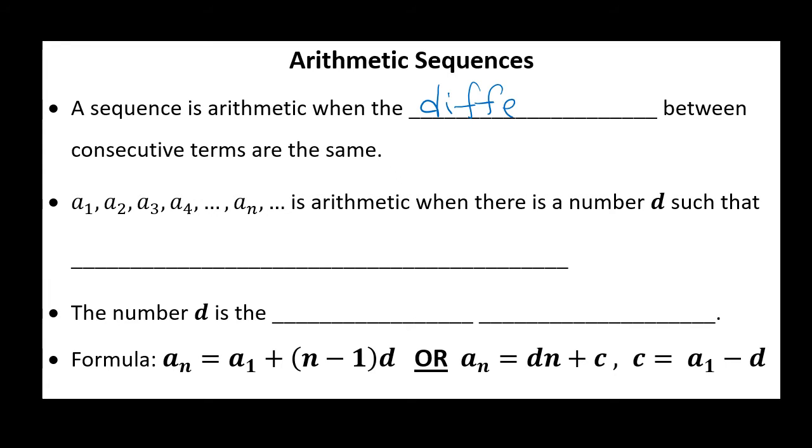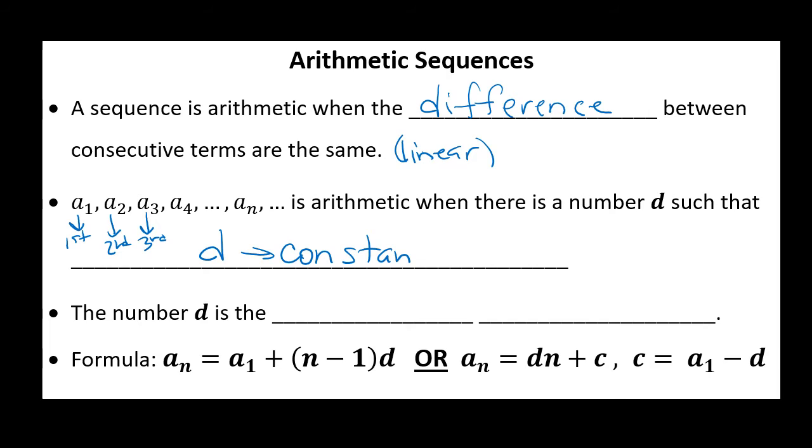So arithmetic sequences tend to be more linear. They have a common difference. So if we have the terms a sub 1, a sub 2, where a sub 1 represents the first term, a sub 2 the second term, a sub 3 the third term, and so on, it's arithmetic when there is a number d such that d is constant.